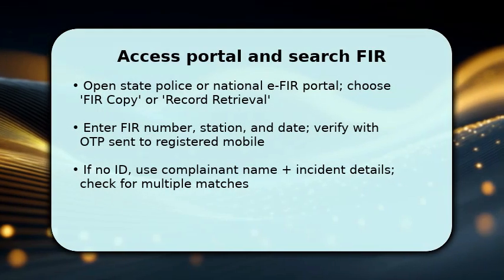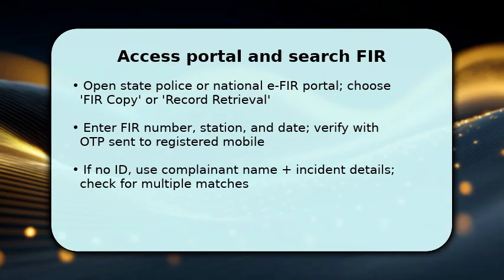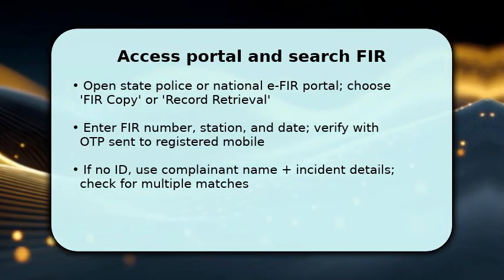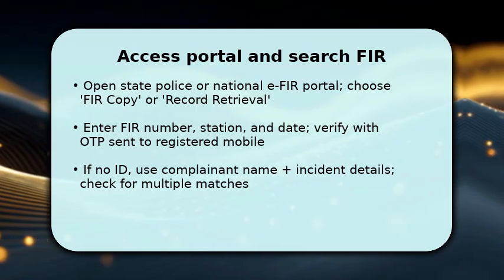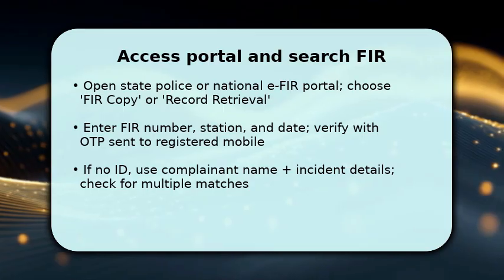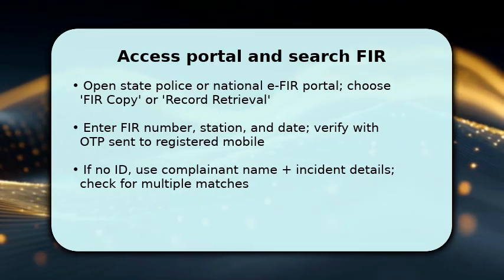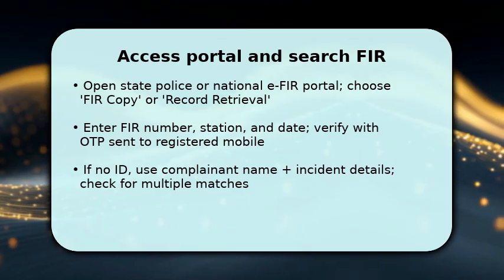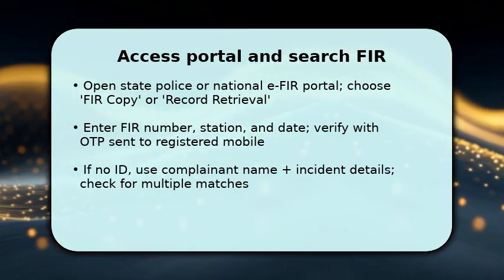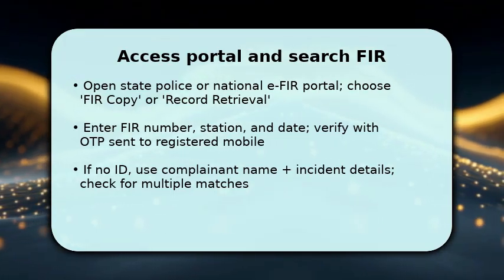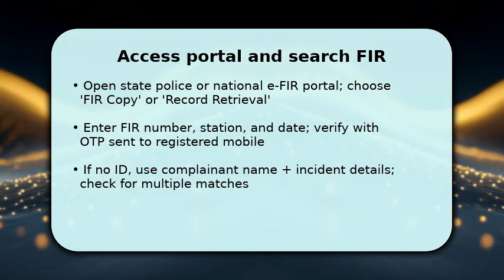You now access the correct police FIR portal and pick the FIR copy or record retrieval option. Enter the FIR number, station, and date exactly as recorded. The system matches these fields first. Once you submit, verify your identity with the OTP sent to the registered mobile or email. This prevents unauthorized access. If you lack the FIR number, search by complainant name plus incident details and carefully inspect.